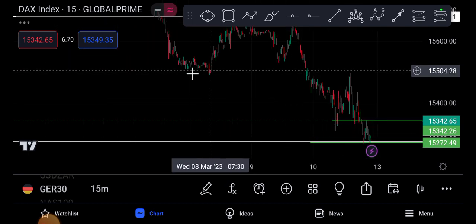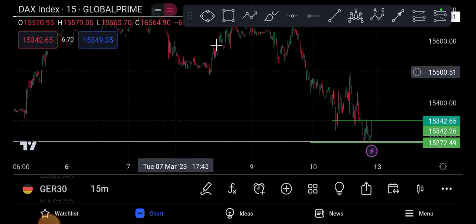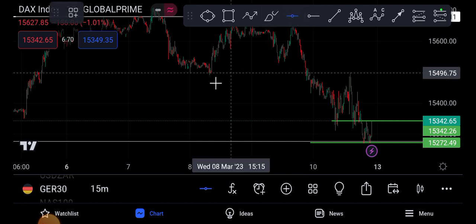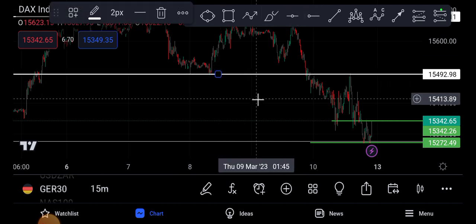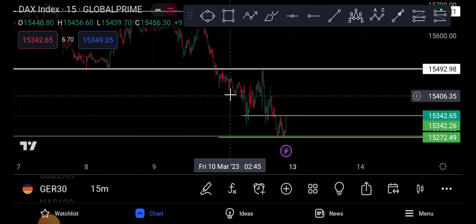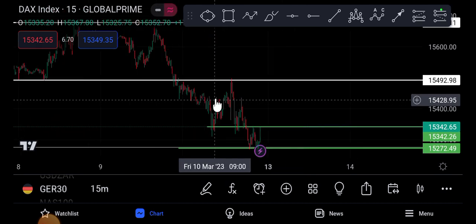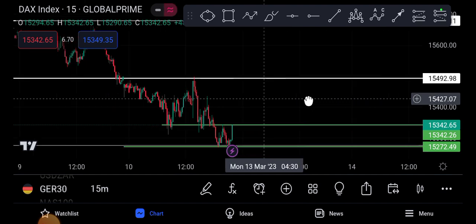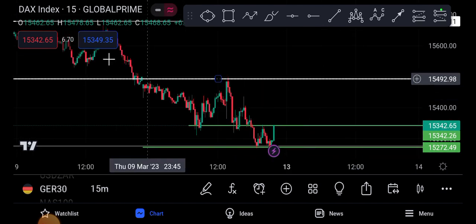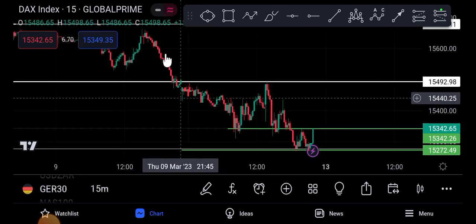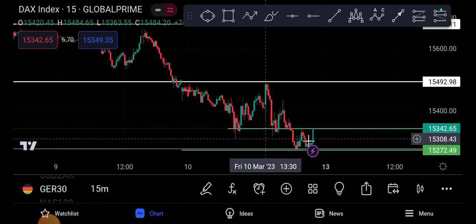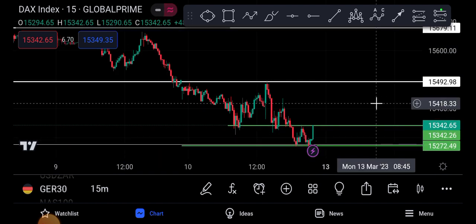So this level right here, it's my neckline, right? So I'm going to highlight that level right here. So basically what is happening right here is that you can really see that we've been on a downwards trend on these small time frames. Like this is 15 minutes, guys, right?